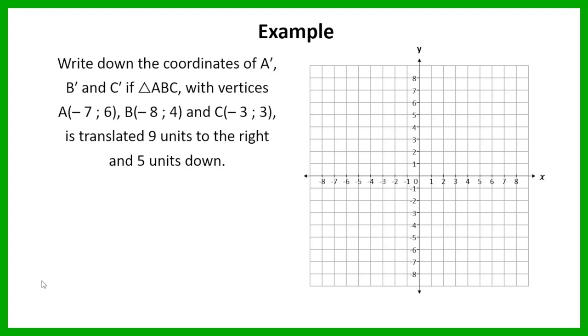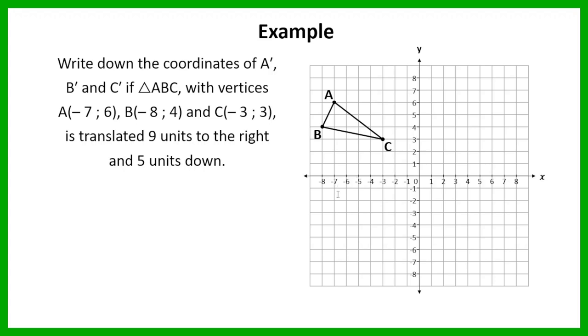Okay, so we're going to start off by plotting our triangle, by plotting each of these points and joining them up to form a triangle. This is what you should get over here. So A is the point minus 7, 6 over there, B is minus 8, 4 over here, and C is minus 3, 3 over here, and they have all been joined to make a triangle. So that's the triangle ABC.